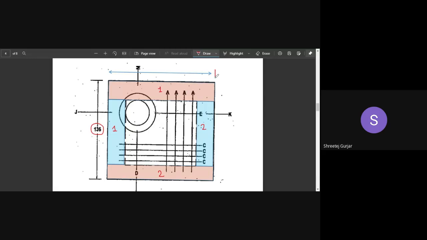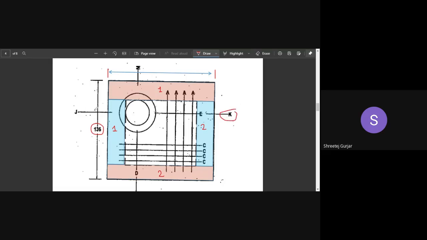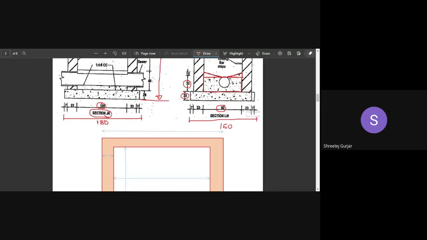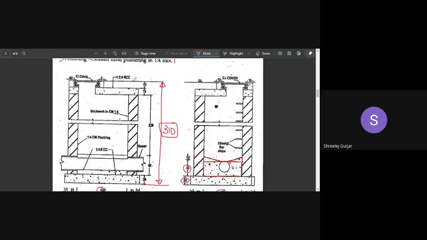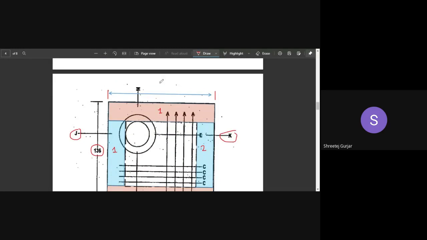Now what is the length of my long wall, which I've shown with the dimension line? It will be the inner distance plus this wall thickness plus this wall thickness. The inner distance is how much? This is section JK, you can observe J and K, section JK. The inner distance is 120 plus the wall thickness. Wall thickness is 23. So 120 plus 23 plus 23 is 166. So this is the length of my long wall.